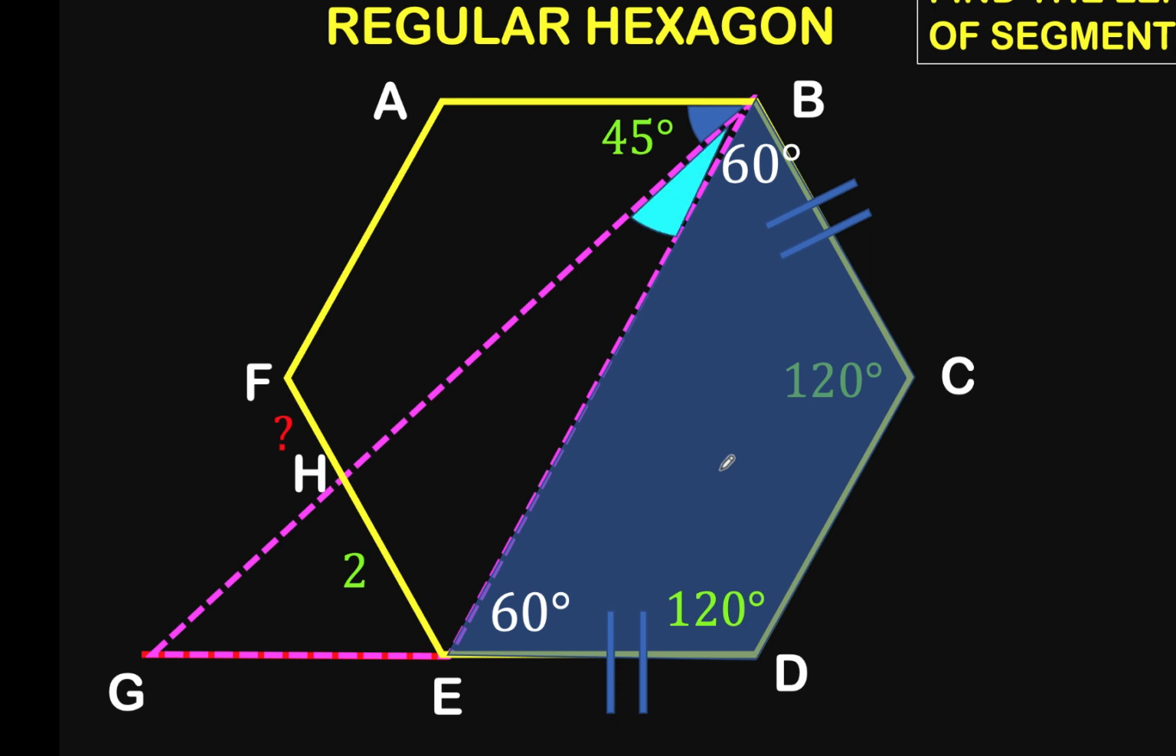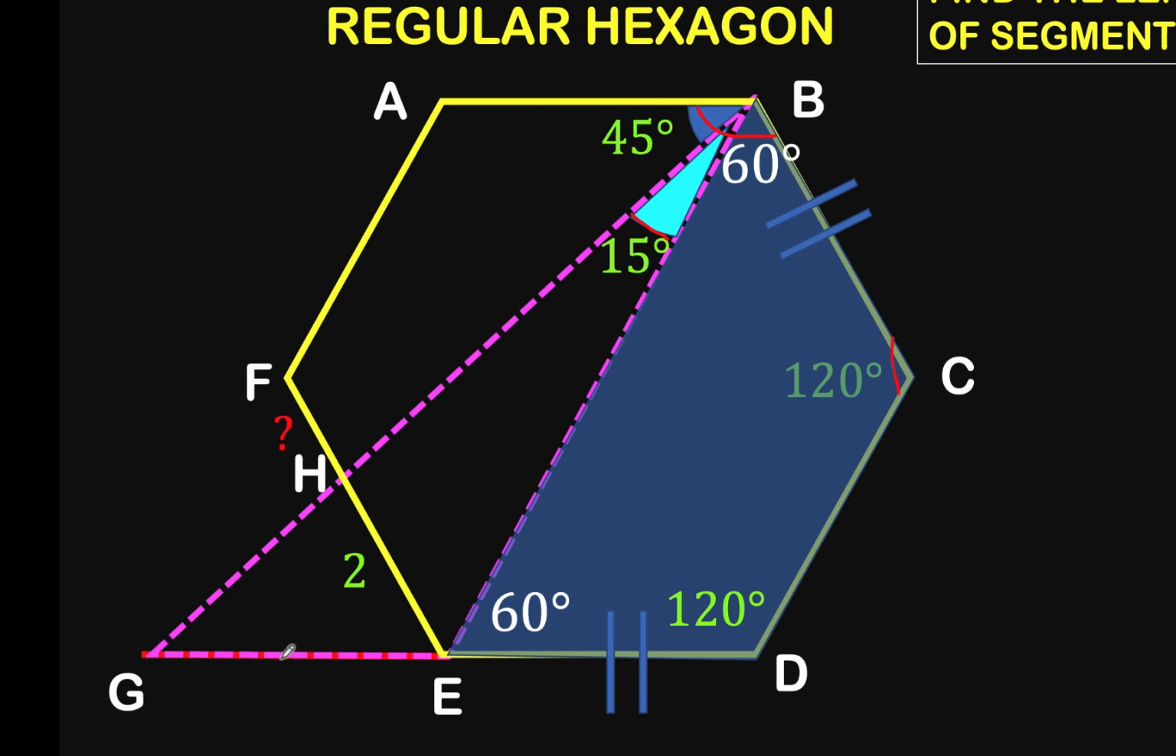Now, we can find the measure of this small angle here because this angle ABC of this regular hexagon is 120 degrees, the same with this angle, and the same with all the other interior angles. Then, to find this angle, we just need to subtract the sum of 45 plus 60 from 120, and that will give us 15 degrees. 45 plus 15 plus 60, that is 120 degrees.